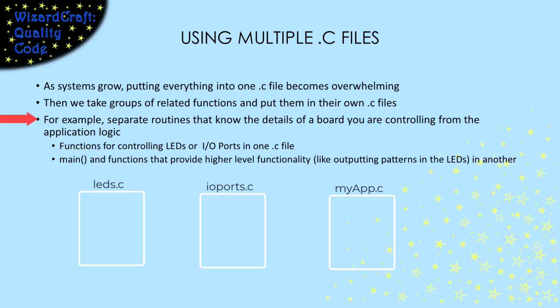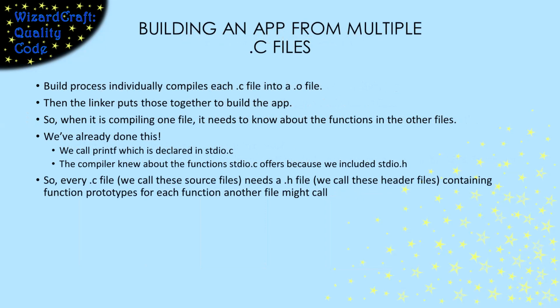We've already kind of seen this. We include standard.io.h. That's a clue that all of the functions related to standard I/O operations are in their own .c file. When our code is spread across multiple C files, the build process will first compile each individual .c file, usually into a .o file. Then software called a linker will put those .o files together to build our app. So, when it's doing those individual compiles, it needs to know about the functions in the other files.